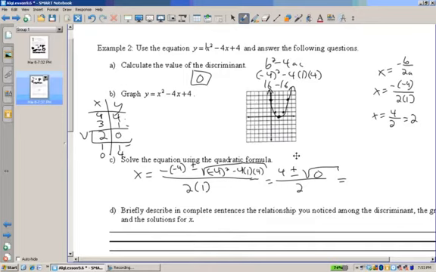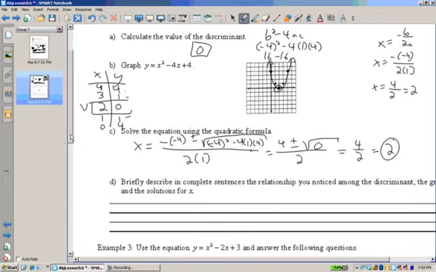So 4 divided by 2 is 2. And you notice that this corroborates with what I had over here. The x-intercept, excuse me, is 2, and the solution is 2. They are related directly. So when the value of the discriminant is 0, I'm going to have it touch the x-axis one time. That is, there is one root or one x-intercept, and there's going to be one solution using the quadratic formula.